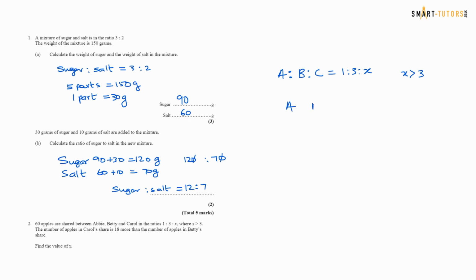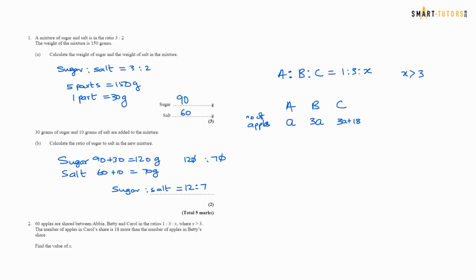So A, B and C. So this is one portion. One portion, I'm going to say, is 1A. So the B is going to be 3 portions, so 3A. Now if I read the question, Carol's share is 18 more than the number of apples in Betty's share. So 3A plus 18. So A has A apples, B has 3A apples, C has Betty's plus 18.